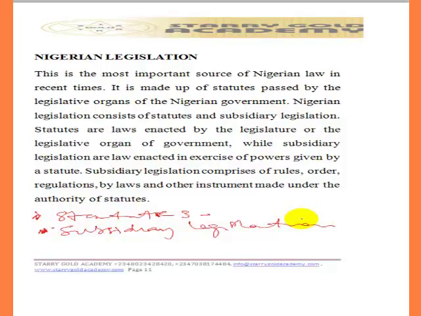We have laws made by institutions like an educational institution, where the Senate will sit and pass law. Those laws and the laws made by the local government are all known as subsidiary legislation. They are called subsidiary legislation because those laws do not pass through the normal legislative process. It is only laws from the National Assembly and State House of Assembly that pass through the normal legislative process. That is why those laws are known as statutes, while the other ones are known as subsidiary legislation.